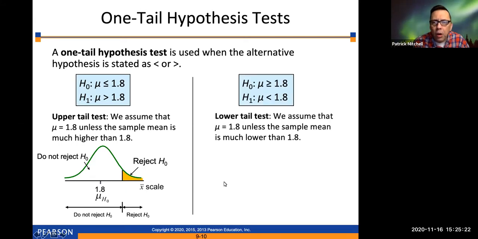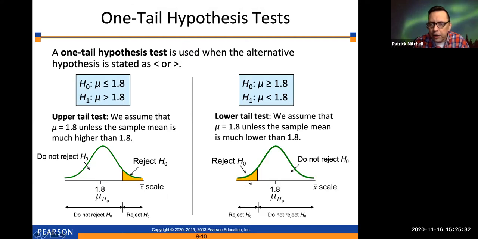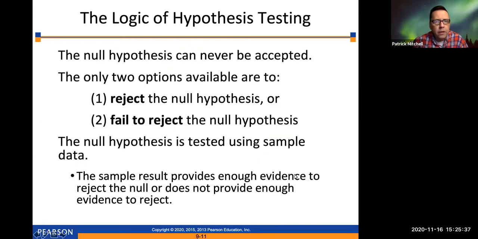And then you have your lower tail test where we assume that mu equals 1.8 unless the sample mean is much lower than 1.8. And in that case, the rejection region would be down here. So much like you never find a defendant innocent, the null hypothesis can never be accepted. So you want to make sure you never ever say accept the null hypothesis. The only two options available are to either reject the null hypothesis or fail to reject the null hypothesis.